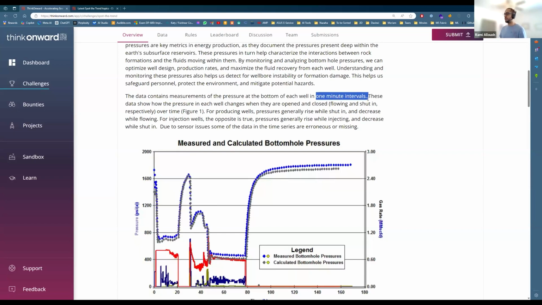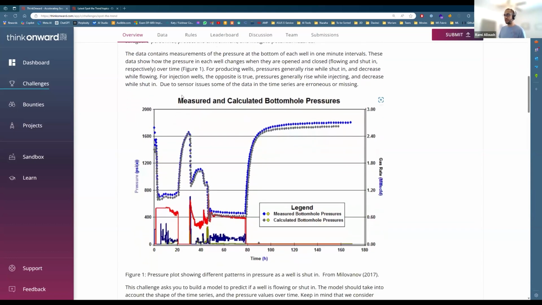That's 1 minute intervals. These data show how the pressure in each well changes when they are opened and closed, flowing and shut in respectively over time. So this is figure one, a pressure plot showing different patterns in pressure as well shut in. So this is what we can see here. You can read the pressure, right, in blue.